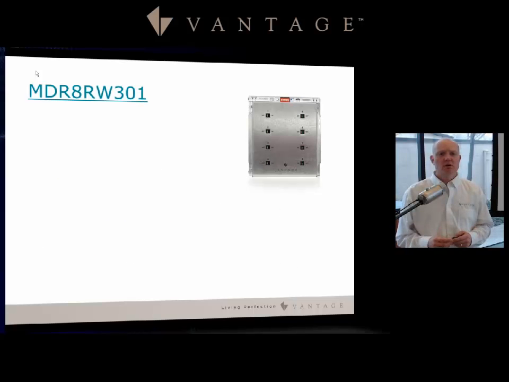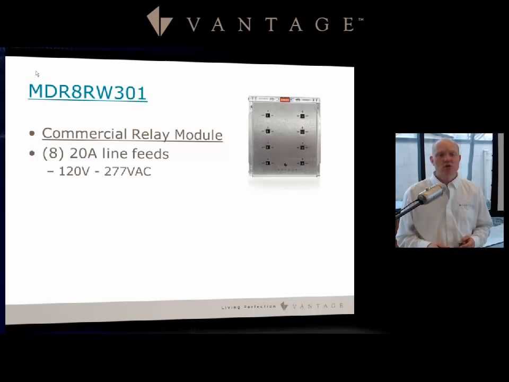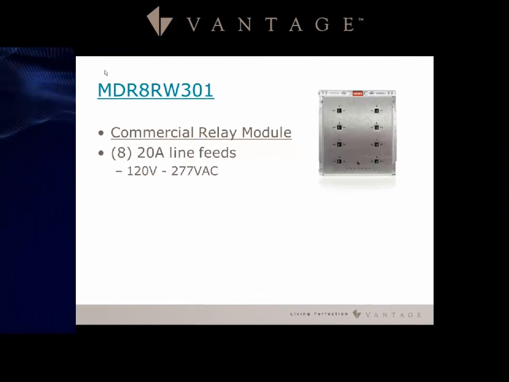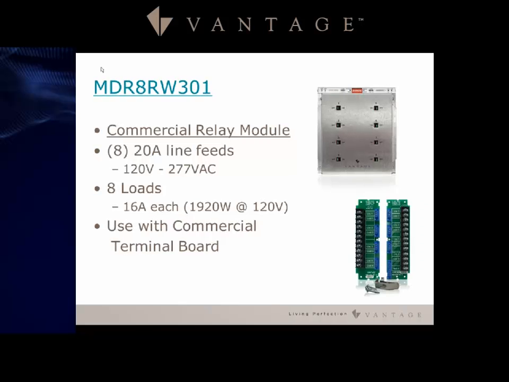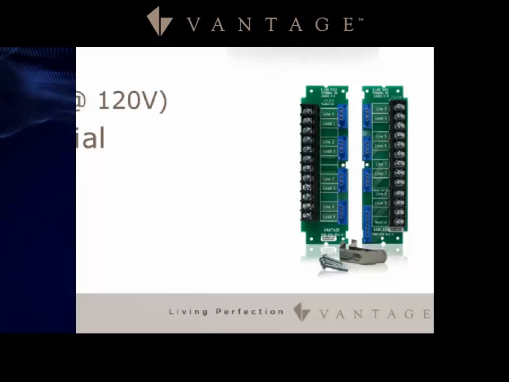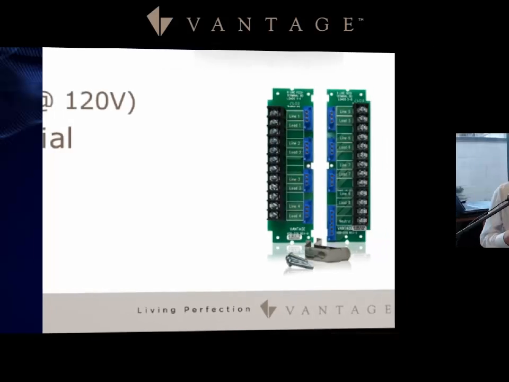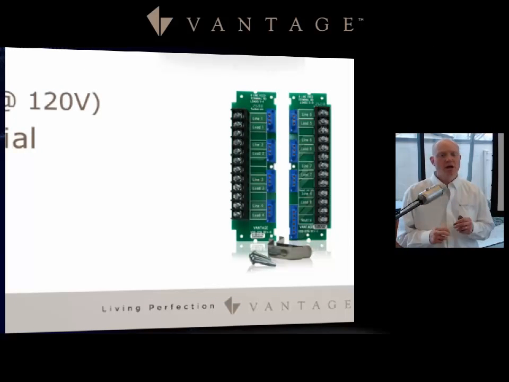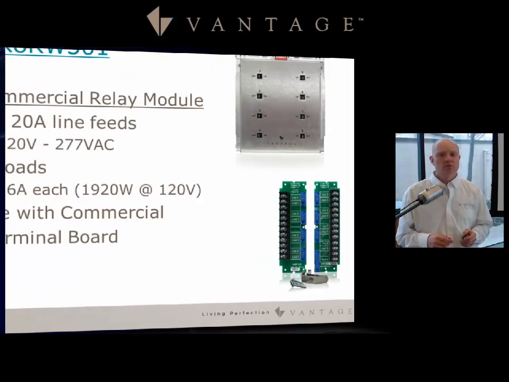The next model I want to talk about is the MDR8 W301. This is our commercial relay module. This has a 1-to-1, so you have 8 20 amp line feeds. It does cover 120 to 277 volts, with 8 loads. So as I said, 1-to-1, so I can have a full 20 amp breaker on each load that's out there. This does use the commercial terminal boards, very similar to the standard green ones. The only difference is that there's not a lot of space for neutrals, so you would wire nut all your neutrals together except for one pigtail that comes out and connects up to one of the green terminal boards.